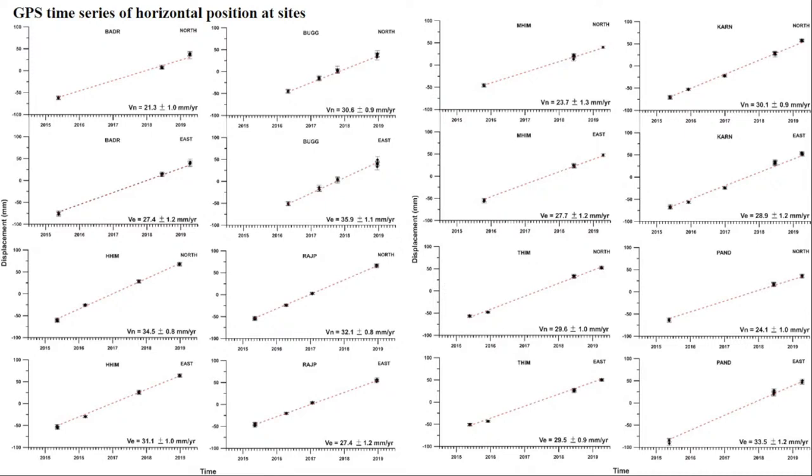But you see this error, it is less than 2 millimeter, so it is perfect enough to go for this geodynamic study. So you can see this is the north-south component, and this is the east-west component. Like that, we have used this 2-component measurement for this geodynamic study.